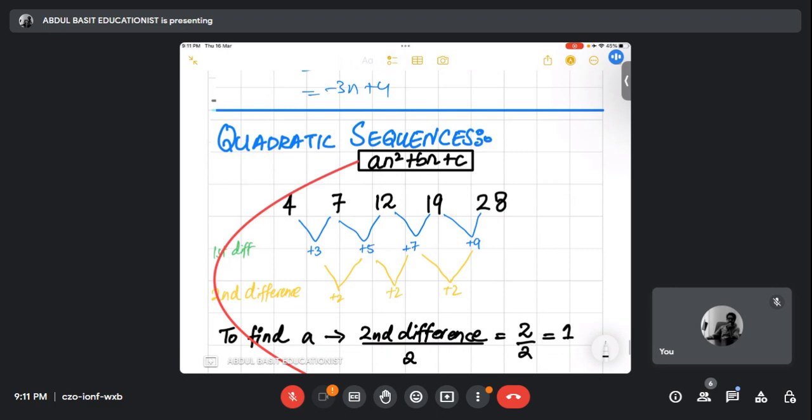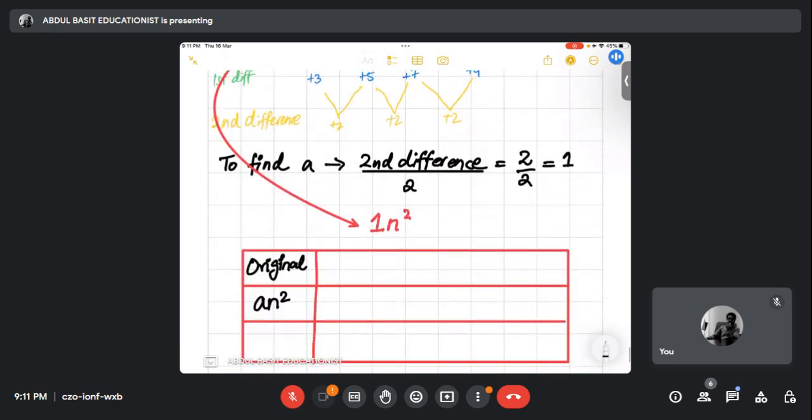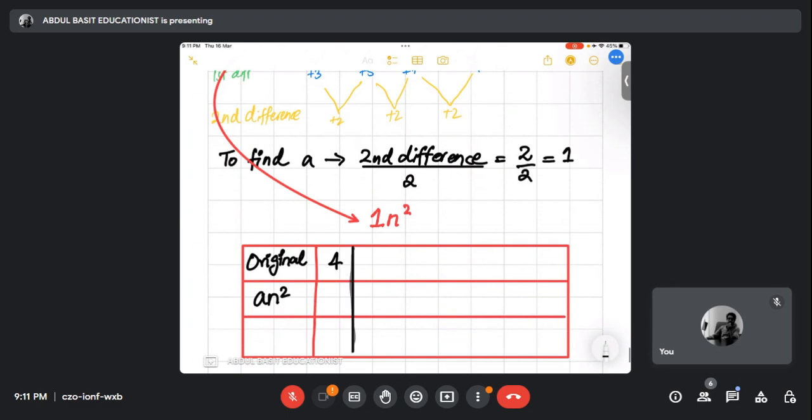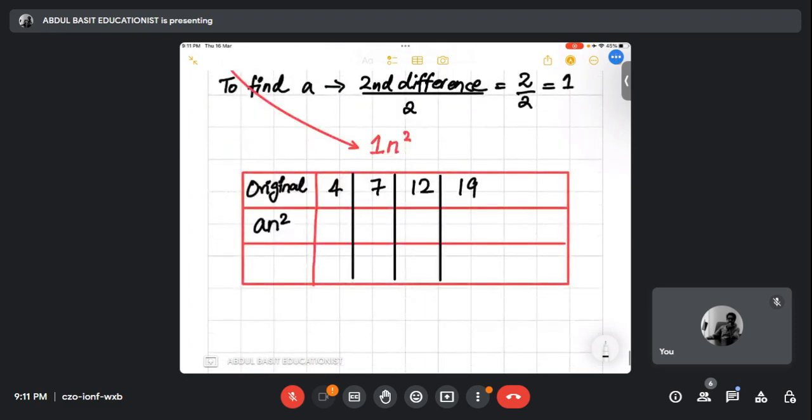ओके, ओरिजिनल सीक्वेंस आपका क्या है जी? ओरिजिनल सीक्वेंस इज 4, 7, 12, 19 एंड 28. So 4, 7, 12, 19 and 28. Ramsha beta, you can see that we have a value of a which is 1 n square. Agree?